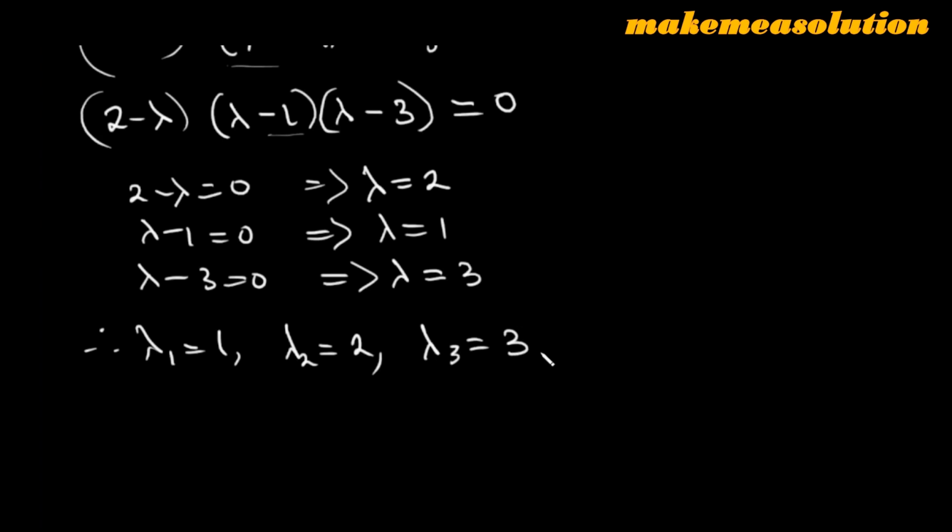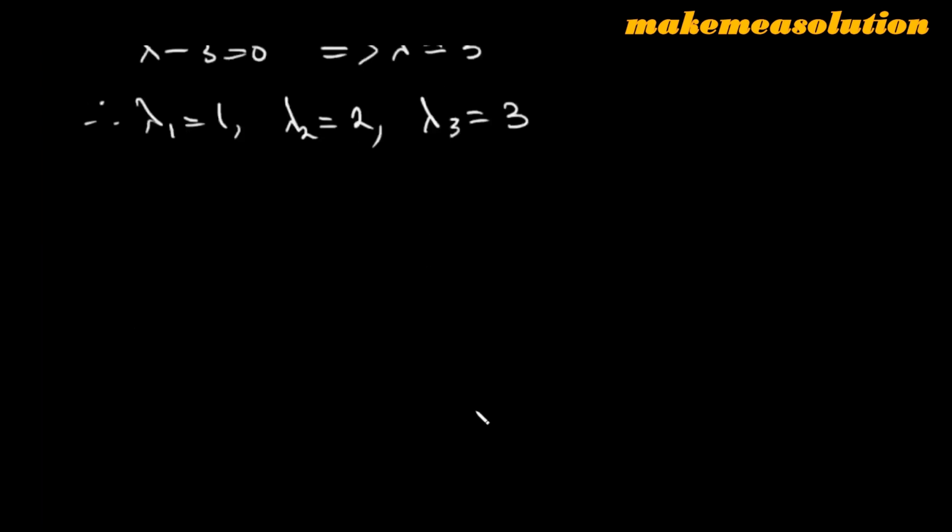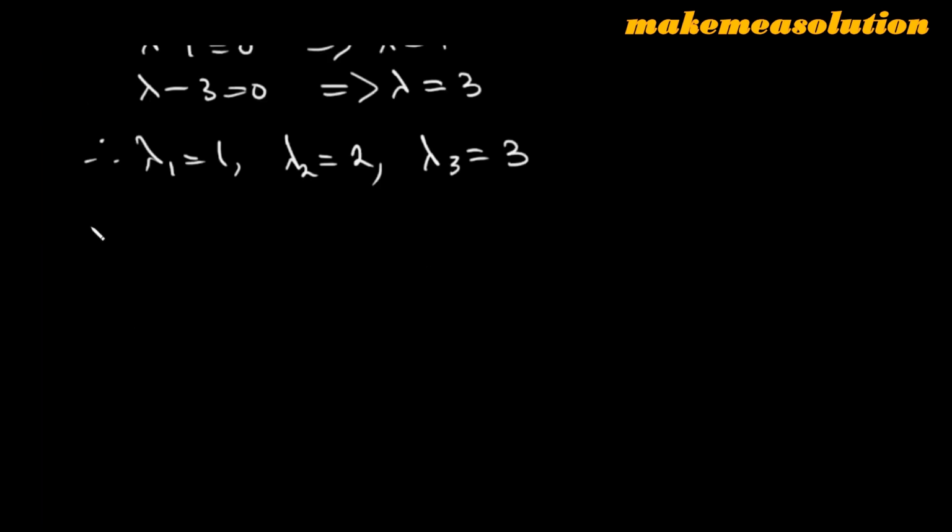So for a 3 by 3 system, we'll have 3 eigenvalues, and so on and so forth. For a 2 by 2 system, we'll have 2 eigenvalues, and so on and so forth. So these are the eigenvalues. So how do we calculate the eigenvectors? So calculating the eigenvectors.